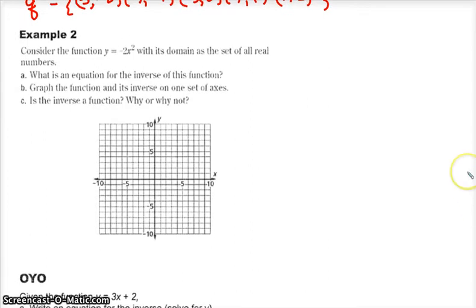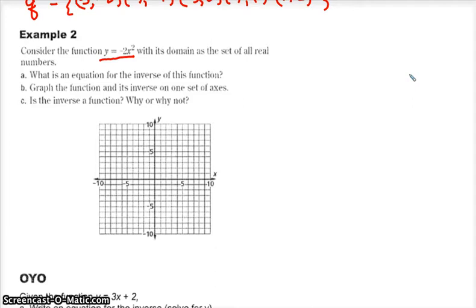Looking at example 2, we're going to start looking at the graphs, talking about the domain and range and determining whether or not this inverse is a function. So we're going to look at the graph y equals -2x squared. The domain is the set of all real numbers. So what's the equation for the inverse of the function?